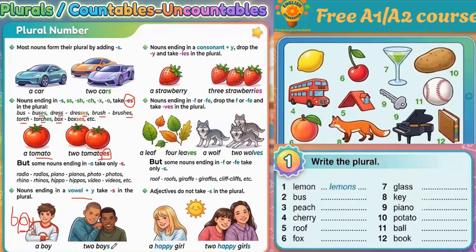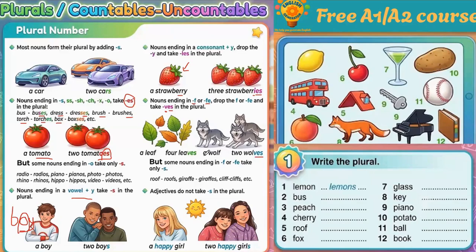But for this one, strawberries, you will find that there is a consonant before the Y. So in this case, we just drop the Y and we add I instead of the Y, ES. So it would become strawberries that way. And other words that end in F or FE, we drop them and we add V instead and ES. Like the word leaf, it would become leaves, and the word wolf, it will become wolves.